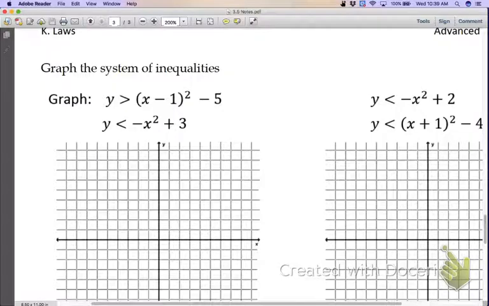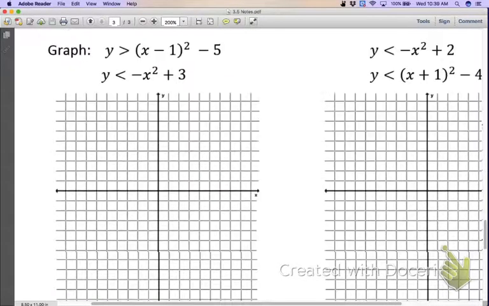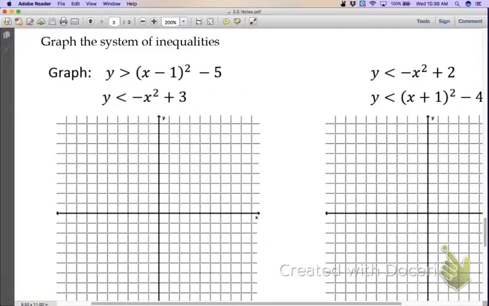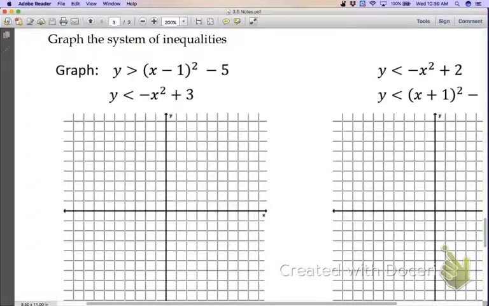Now for 2 equations. So I have y is greater than the quantity x minus 1 squared minus 5. I'm going to graph them the same way. I'm going to do one and then I'm going to do the other. I don't care what you do as far as giving them different colors. So first off, I've got to find the vertex of the top one. I'm just going to make that one my green one.